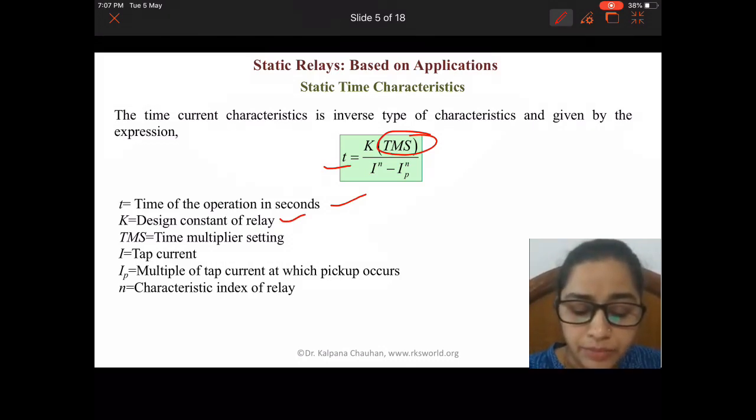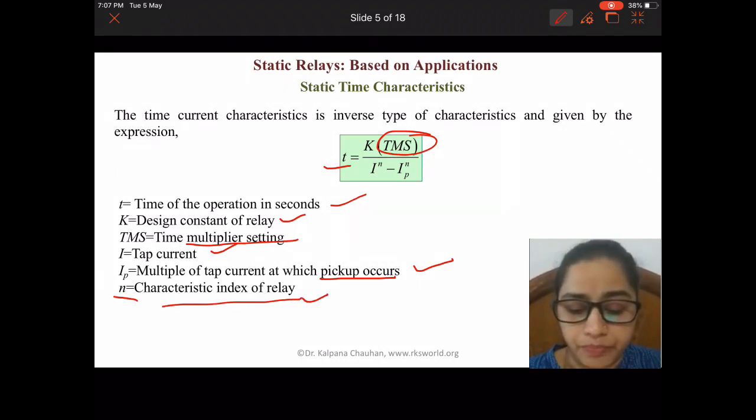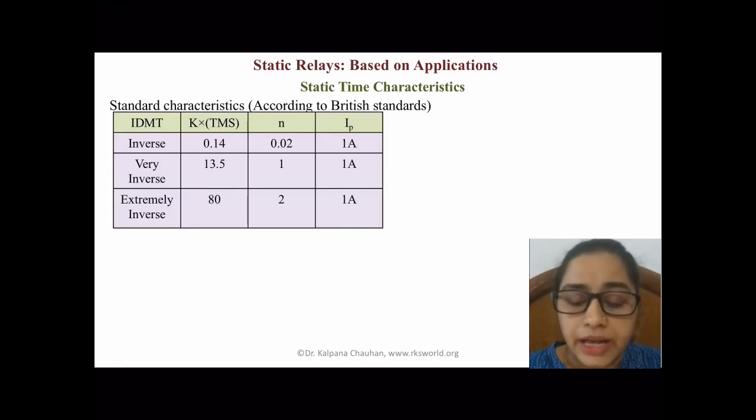TMS is the time multiplier setting that we choose according to the requirement. I is the tap current. IP is the multiple of tap current at which pickup occurs. N is the characteristic index of the relay. The characteristic of the static time relay is given by the British standards.